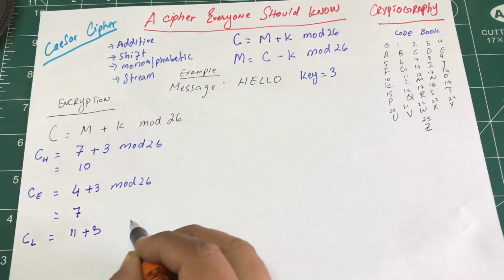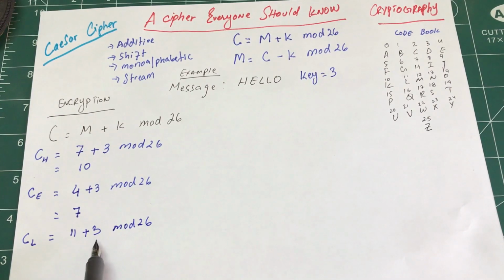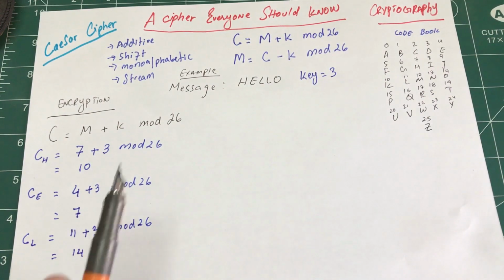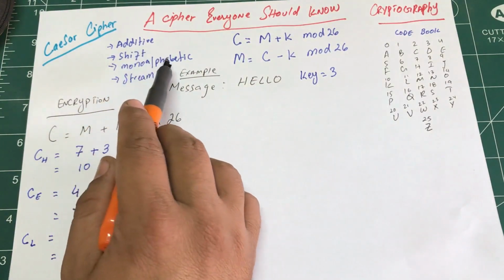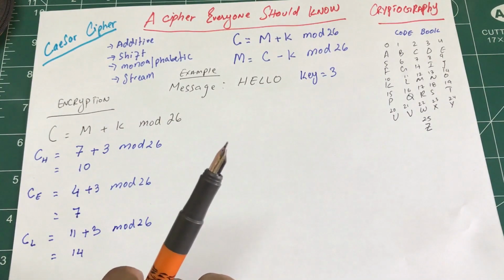So 11 plus 3 mod 26. So 11 plus 3 is 14. 14 mod 26, I'll get 14. I got 2 of them, and it's a monoalphabetic cipher, so I'll get the same thing for L again. And let's do O.